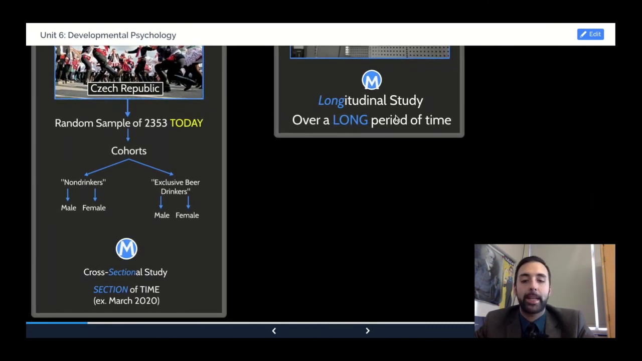Or we're going to study the same amount of people, the same group of people over a very long period of time. Thus, we're going to isolate the word long and longitudinal.